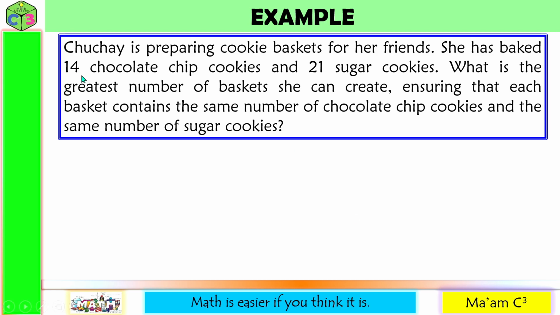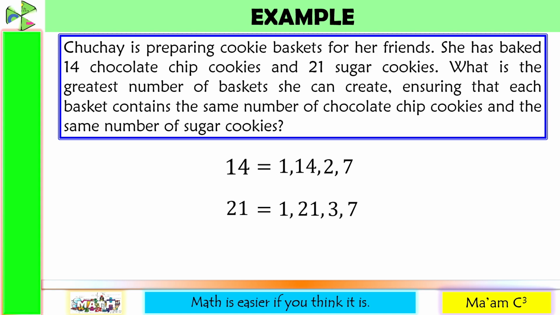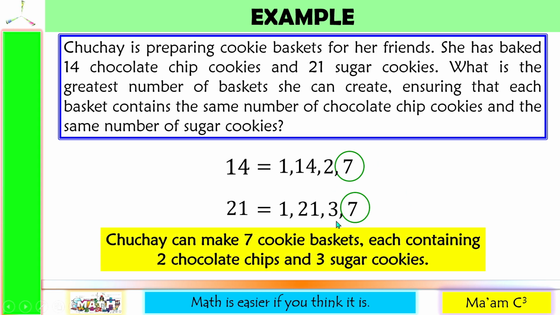So Chu Chai baked 14 chocolate chip cookies. Let us determine the factors of 14: 1 and 14, and 2 and 7. She also baked 21 sugar cookies. Let us determine the factors: 1 and 21, and 3 and 7. Now we are going to look for the greatest number among these factors of 14 and 21, and that is 7. So this means Chu Chai can make 7 cookie baskets. Each one contains 2 chocolate chips and 3 sugar cookies.